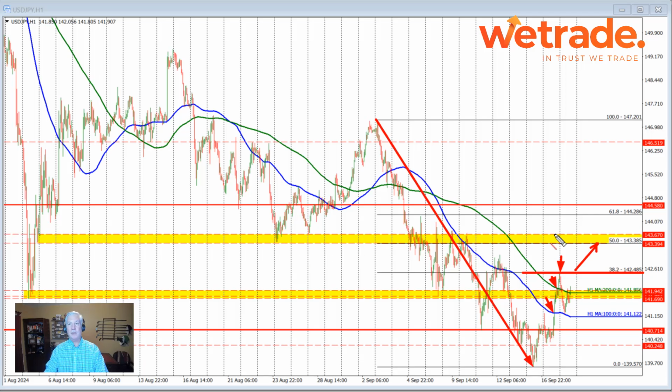Maybe this swing area up through here up to 143.67, and get above that level. We start to move even higher with the 61.8% retracement as the next key target. So this is the progression to the upside. Get above 38, get above the 50, get above the swing area, get above the move up to the 61.8% retracement.